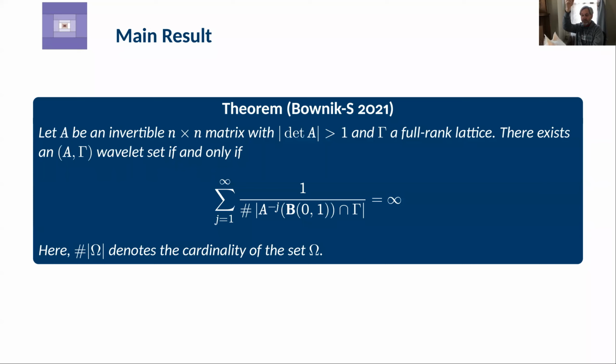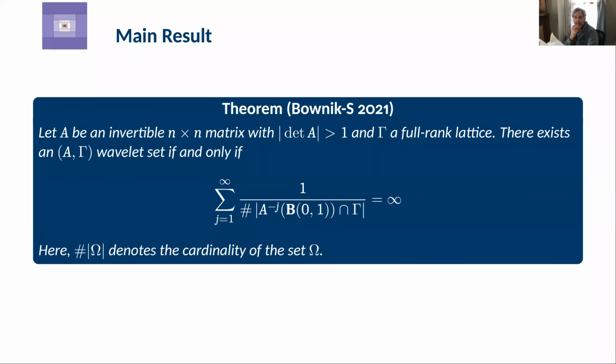And then you ask yourself, how often does that intersect the lattice? If it intersects the lattice too much, then you cannot get a wavelet set. If it misses the lattice enough, then you can get a wavelet set. That's what it's saying. So if these ellipses miss the lattice enough, then you can get a wavelet set here. Okay. So that's the theorem.